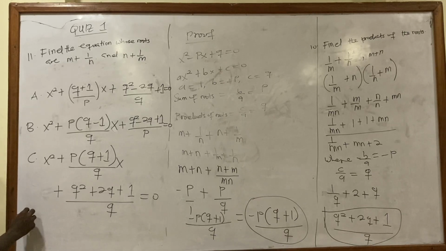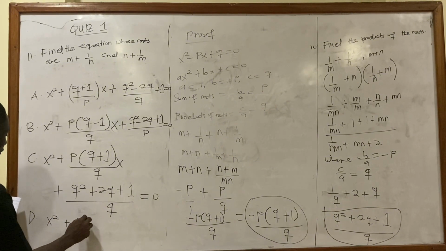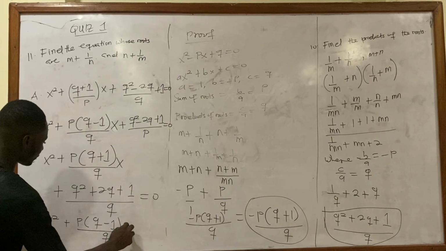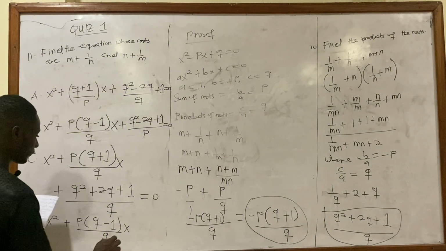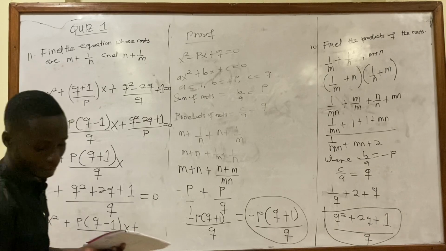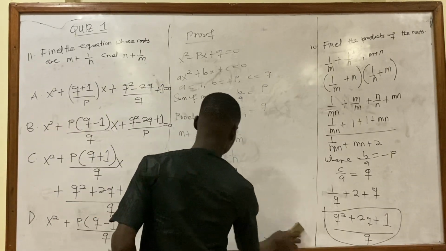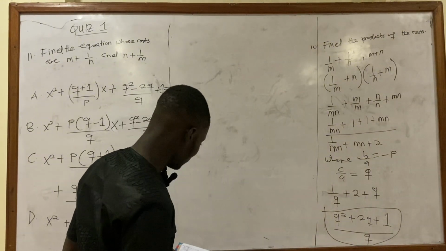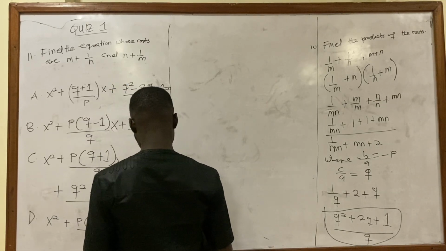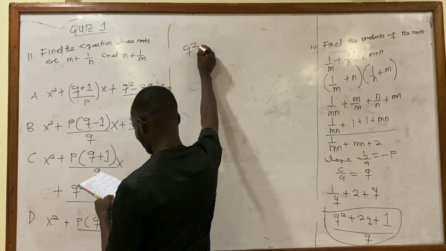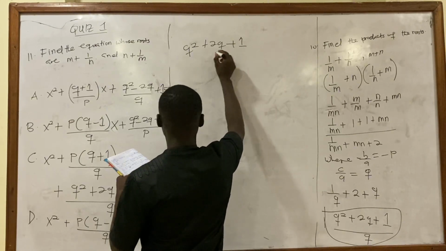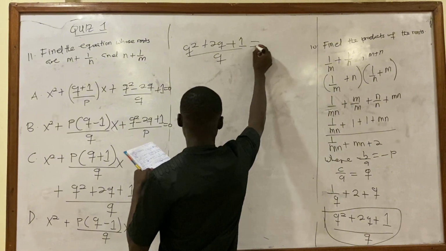And then the last option: x squared plus p(q minus 1) all over q times x plus (q squared plus 2q plus 1) all over q should be equal to 0.